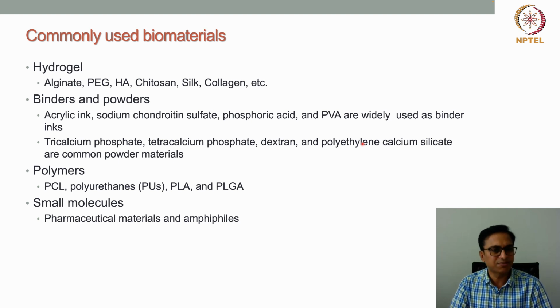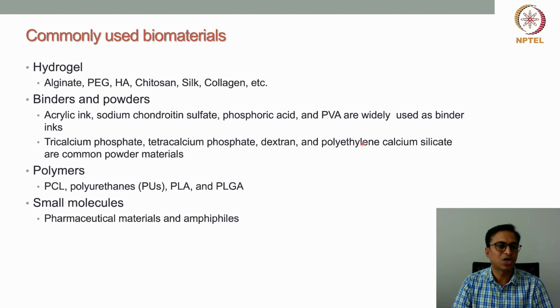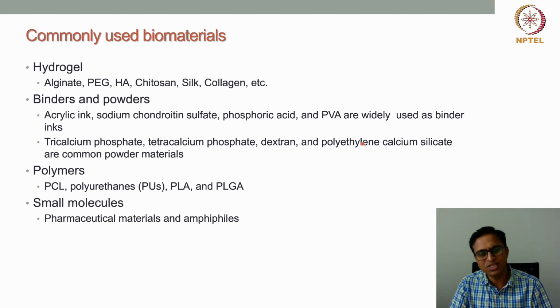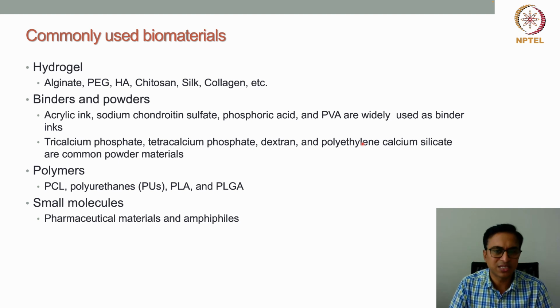So there are different types of binders, and this technology is widely used for pharmaceutical dose preparation or development of different pharmaceutical doses. The widely used binders are like acrylic ink, sodium carbonate sulfate, phosphoric acid, polyvinyl alcohol. But there are many other examples available in the literature. Similarly, a few widely used powders are tricalcium phosphate, tetracalcium phosphate, dextran, polyethylene calcium silicate. These are the most commonly used powder materials.